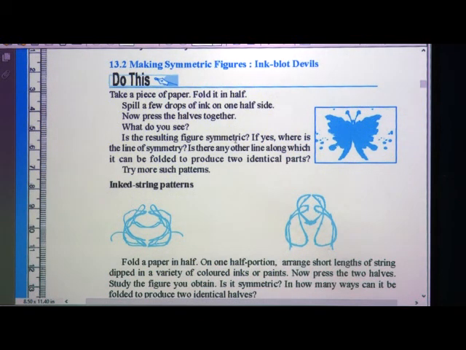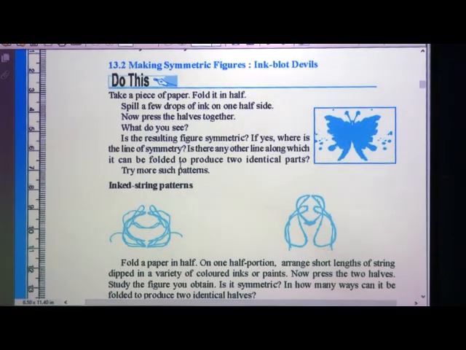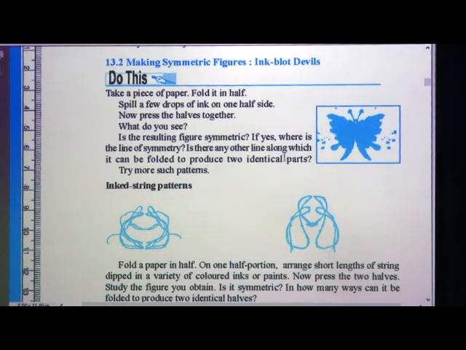Is the resulting figure symmetric? If yes, where is the line of symmetry? Is there any other line along which it can be folded to produce two identical parts? Try more such patterns. When we have taken a paper, we have spilled a few drops of ink to make a pattern, and then we have folded it. Then we can observe that when we have pressed the paper, the other side of the paper gets the same pattern as on the first side.